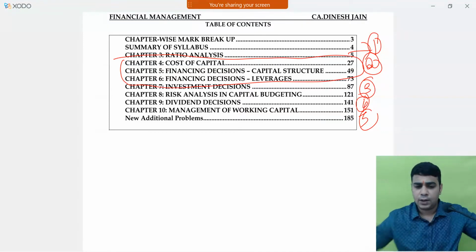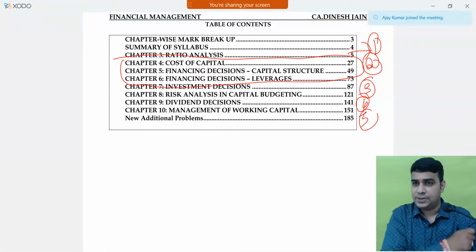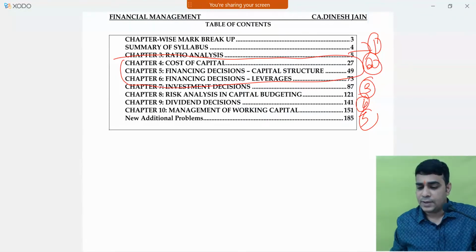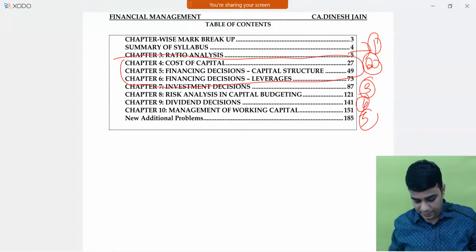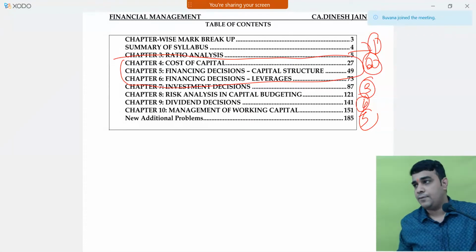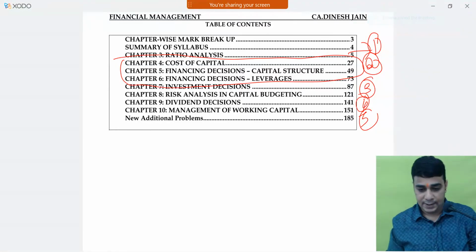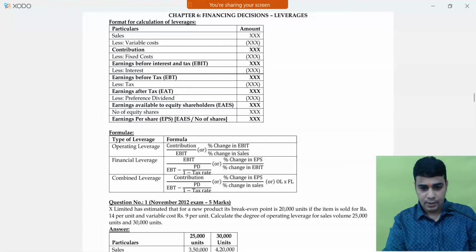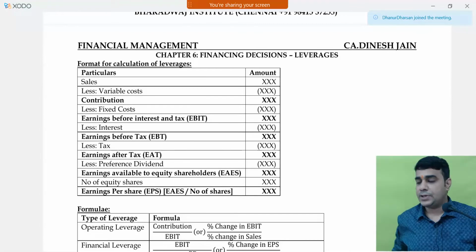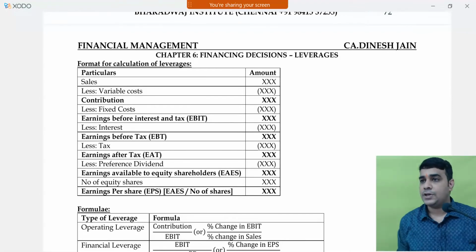Today I am going to start with a very simple area which is on leverages. Leverages on financing decision side. Now why am I starting with leverages? One, it's quicker and easier to complete, and also in every exam I am seeing one question coming from leverages. So it is the simplest of the lot, but still every exam we are seeing questions coming from leverages. So come to page 73. Computation, or your format for calculation of leverages.